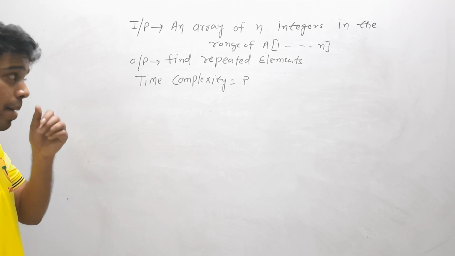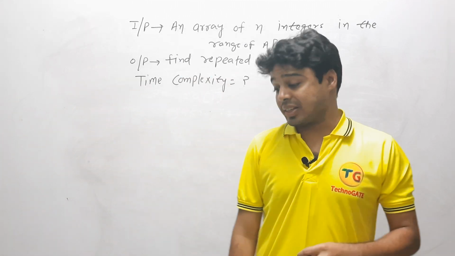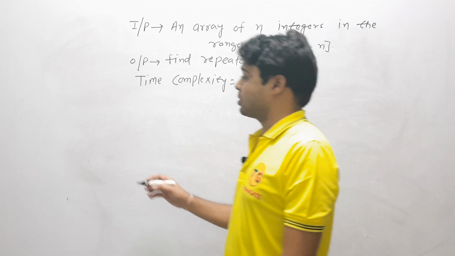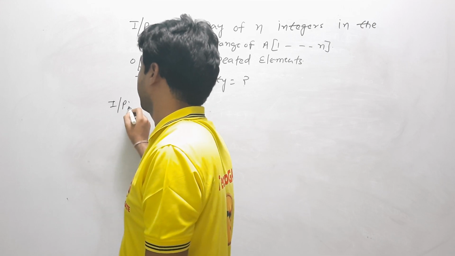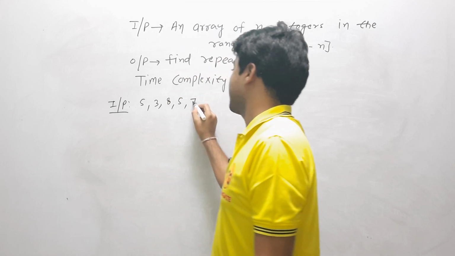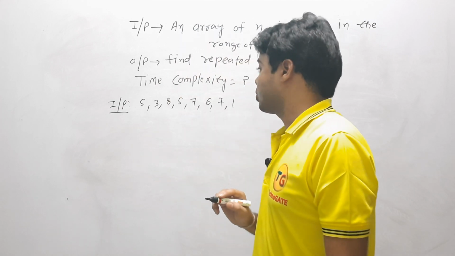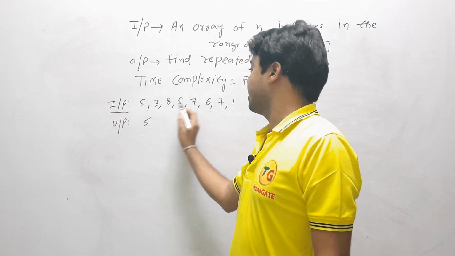Okay, so how to approach this problem? Repeated elements here. So what is the first approach? Take two for loops. Suppose the input is given like 5, 3, 8, 5, 7, 6, 7 and 1. So how many repeated elements are there? The output is: repeated elements are 5 and 7.